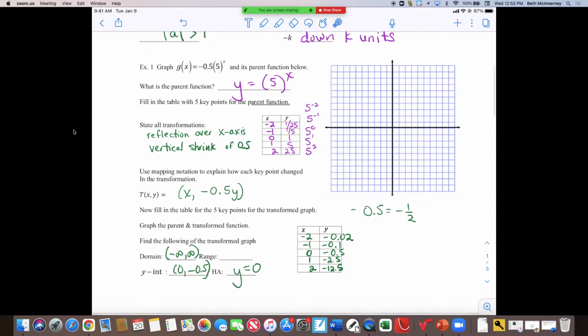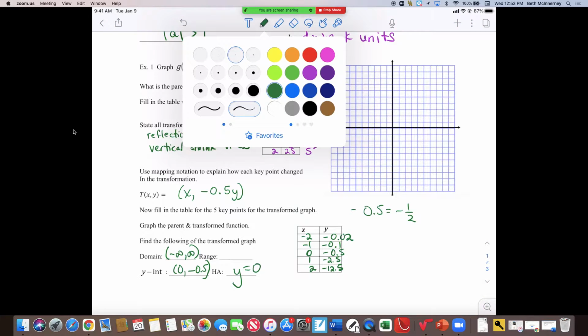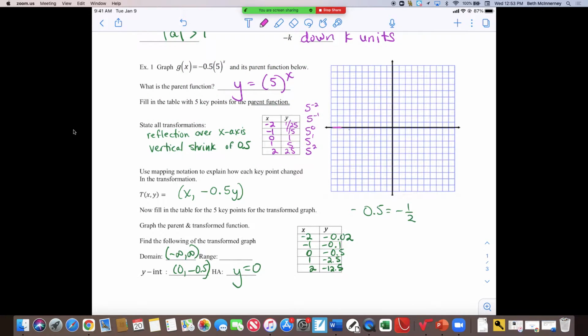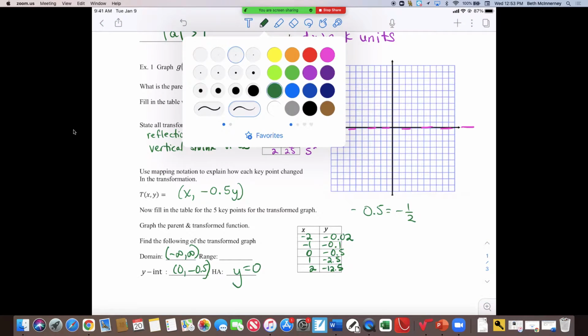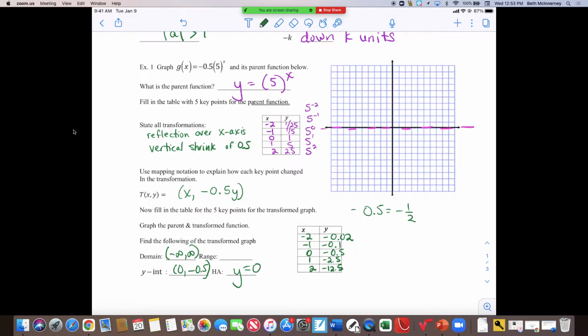All right, so let's go ahead, and you are required to sketch the horizontal asymptote. So make sure you're drawing a pretty dashed horizontal asymptote. I think we can get away with going by ones. At 2, it's negative 12.5, so just make that one go down a little.